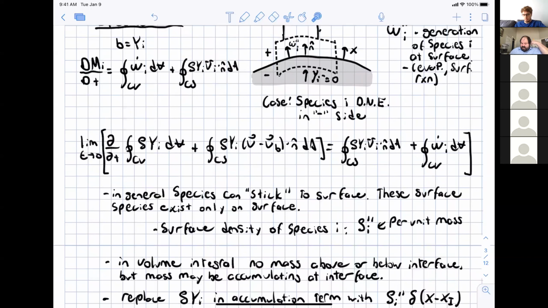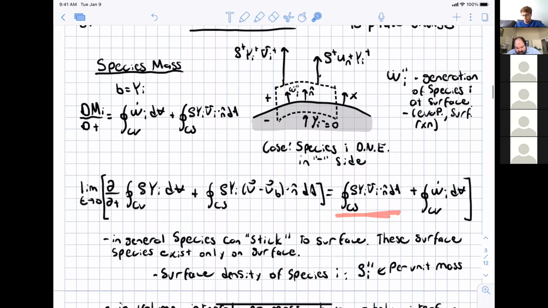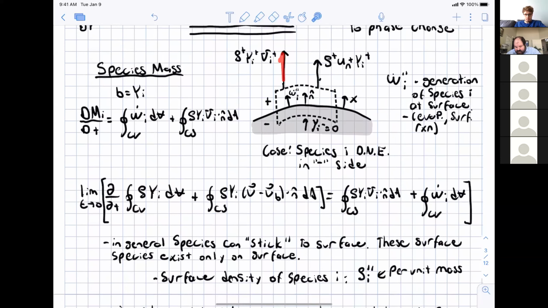So we're going to apply our RTT. And so we have the limit as epsilon goes to 0. And again, I just did the full RTT here. And we have this extra term here due to the surface integral of the diffusion velocity leaving the surface, and the volume integral of the chemical reactions.